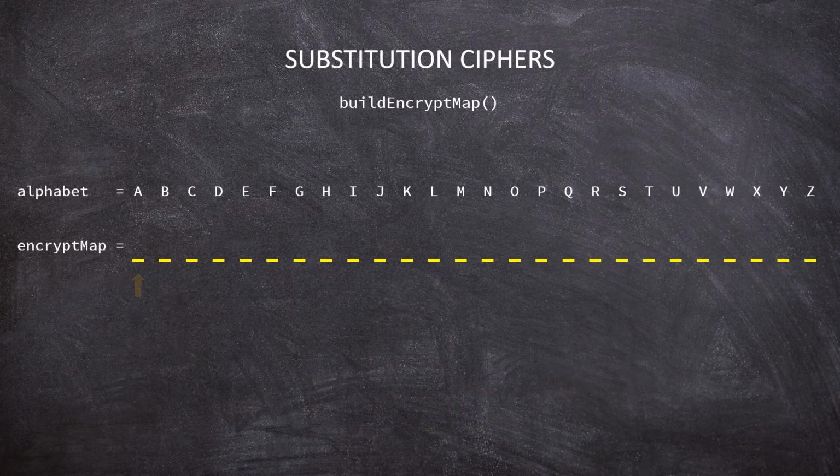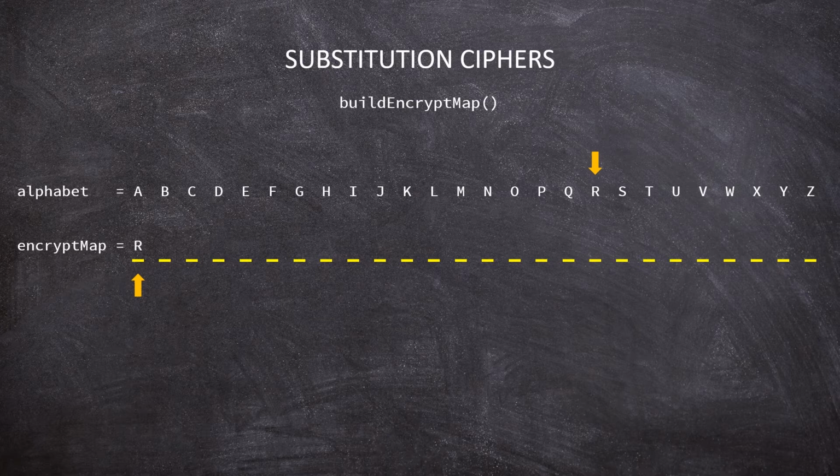Now we can use this random index to select a letter from the alphabet and place it in the first element of the encrypt map array. This is how we start to build up the substitution alphabet. And now that the letter has been added, we just need to mark the letter as used so that it doesn't get added to the map again.